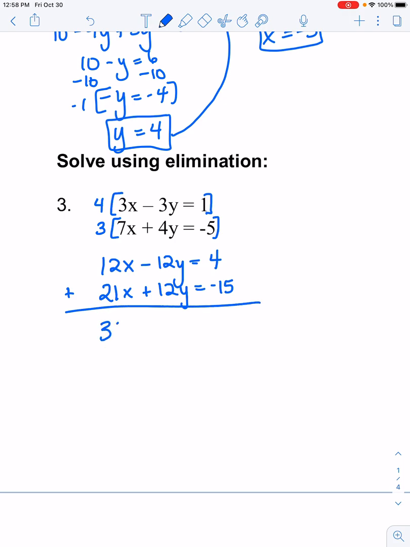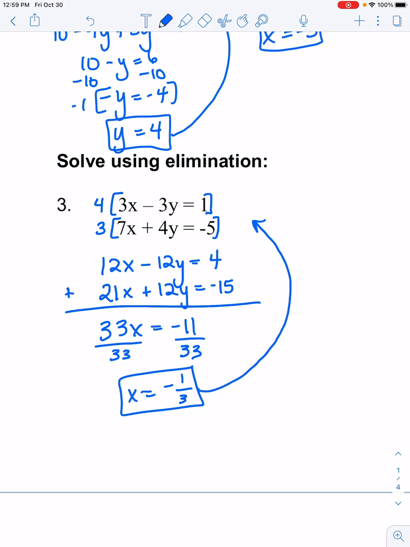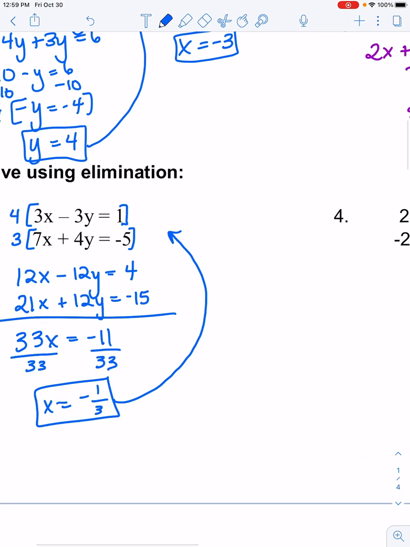So I've got 33x equals, those y's disappear, negative 15 and 4 is going to give us negative 11. Divide both sides by 33, and x is equal to negative 1/3. Okay? And then again, to get your answer, you're just going to plug it back into one of those problems. I think I'm going to aim for that top one because I'm multiplying a 3 times my x, which means that that fraction won't be quite so scary.